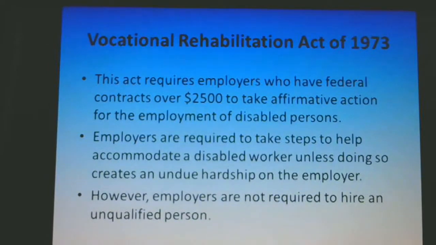The Vocational Rehabilitation Act of 1973 requires employers who have federal contracts over $2,500 to take affirmative action for the employment of disabled people. Under this act, employers are required to take the necessary steps to help accommodate disabled workers unless doing so imposes an undue hardship on the business. However, employers are not required to hire unqualified people.